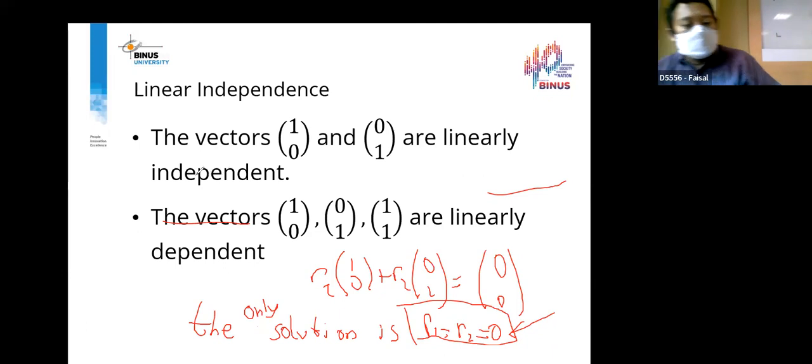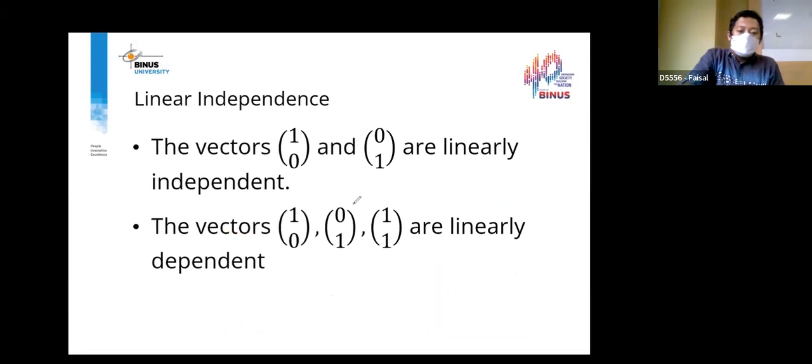And the second point is, are these three vectors linearly independent? So we write this as P1, P2, and P3. Okay, we have three vectors, and using the same argument, we write the linear combination first. We write the linear combination.